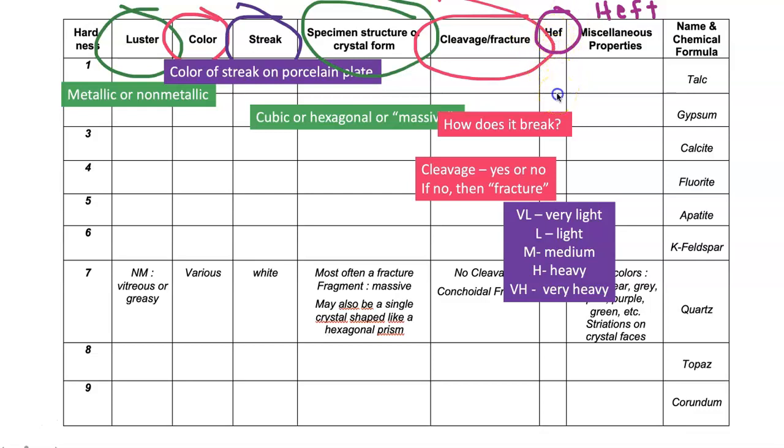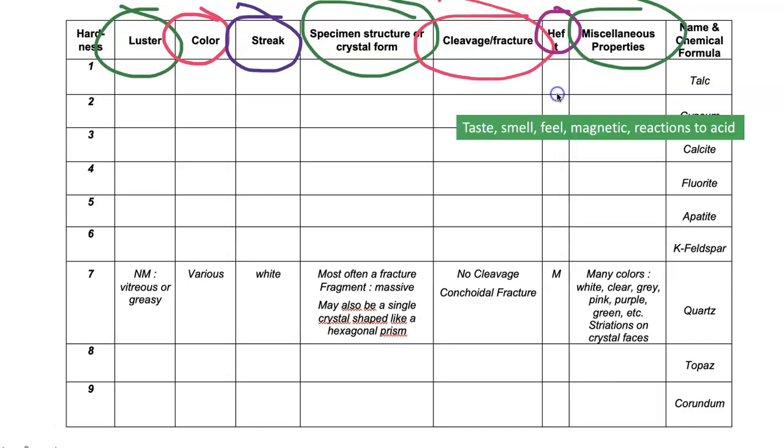Miscellaneous properties can include unusual things like taste. Halite has a salty taste. Smell. Sulfur has a distinct smell. Feel. Some minerals are greasy feeling, some of them are waxy feeling. Some are magnetic, some react to dilute hydrochloric acid. So that's what's going to go in this column. And sometimes this column is just going to be empty. There isn't anything outstanding about a mineral.